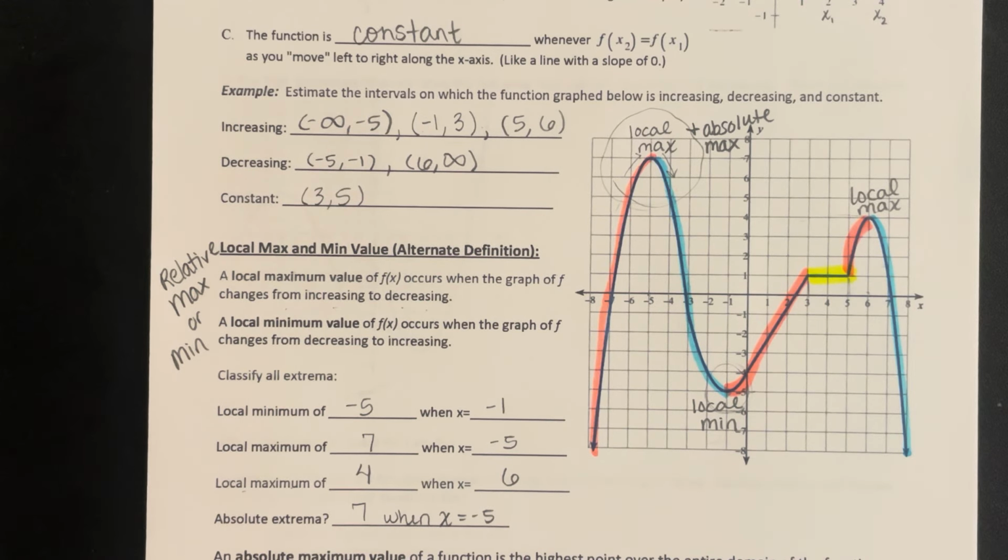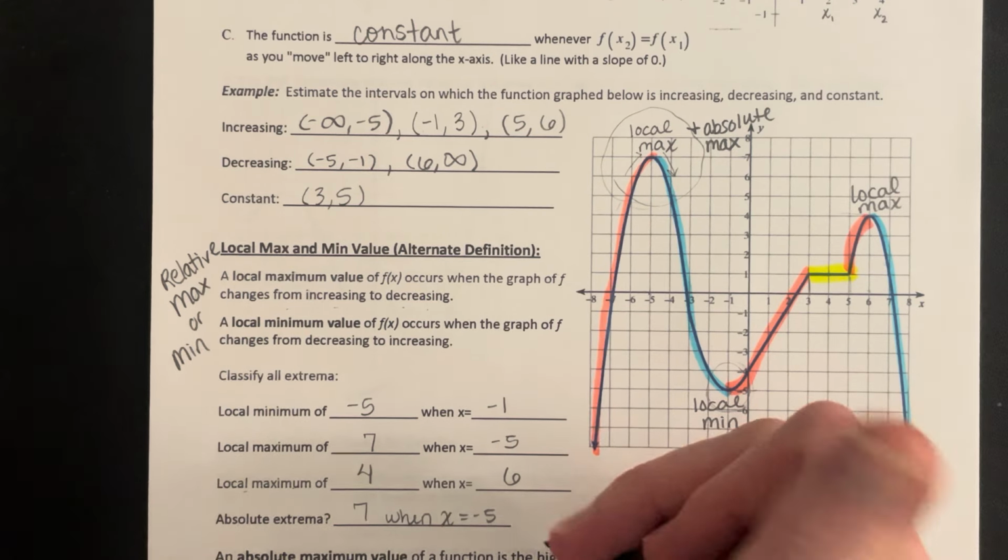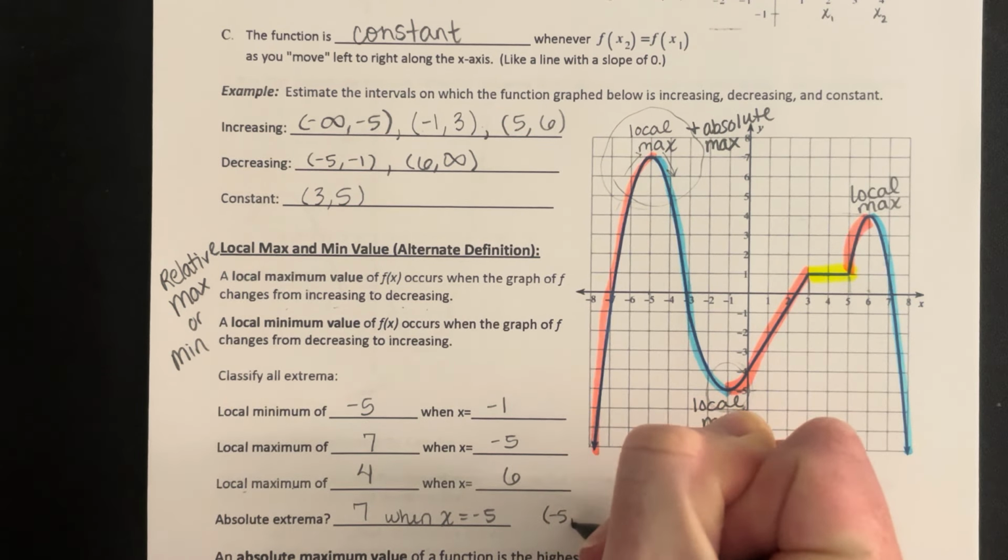Now we are going to do some shortcuts a little bit in our course just to make this a little bit more accessible. And we will usually just write these as the coordinates of where this local maximum or minimum will take place. So that coordinate would be negative 5, positive 7.